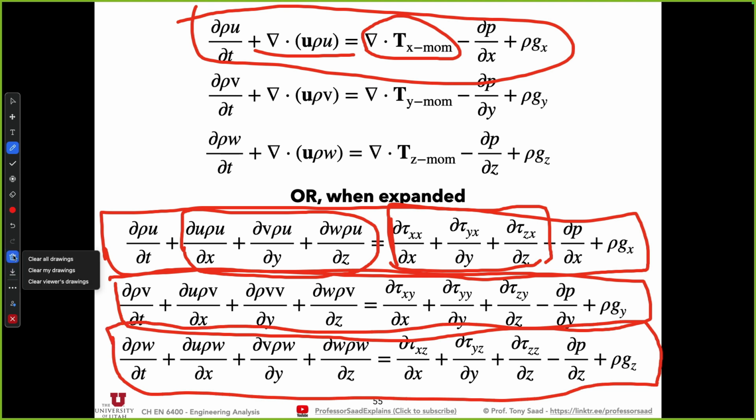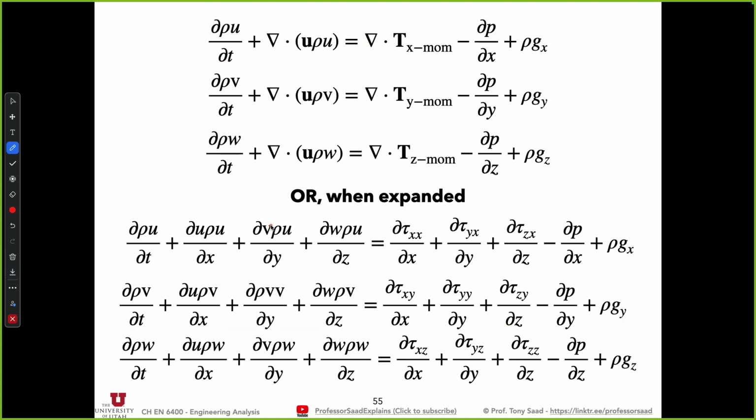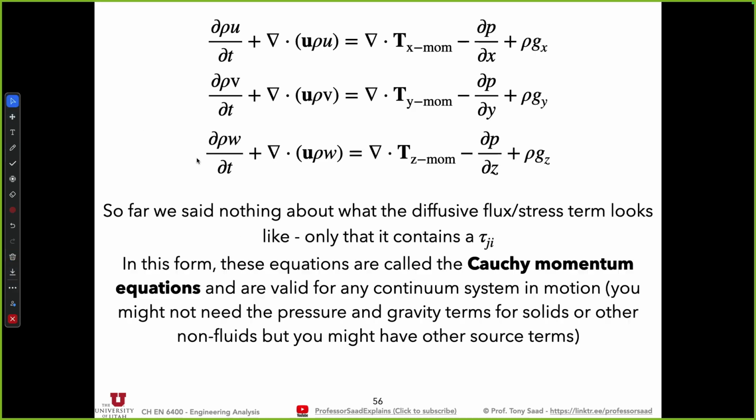Okay. Now, we didn't say anything about the diffusion tensor. We said nothing about tau ji, tau ij, and so on, whether you call it the diffusive or the stress tensor, the viscous stress tensor, the viscous diffusion tensor, all of those. Don't say tensor. So the viscous term or the diffusion fluxes, we didn't say anything about what they contain. We kept everything as tau xx, tau yx, tau zy, etc.